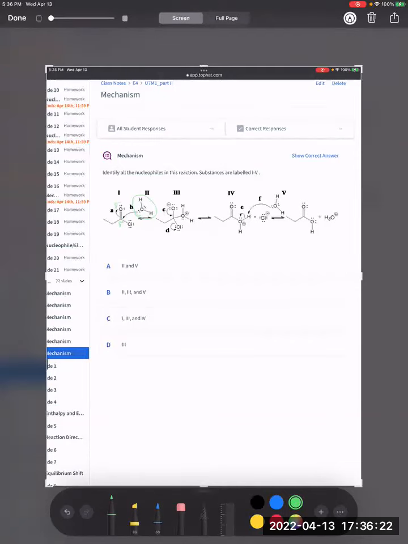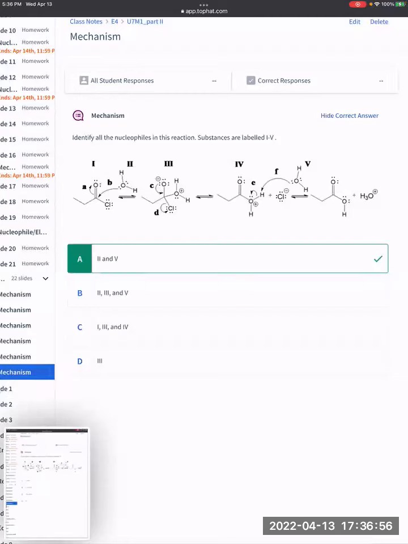molecule over here is using its electrons to grab a proton, which is going to have a partial positive charge. Okay, then again, because the oxygen of this water molecule is attacking the positively charged center, it's going to be considered as a nucleophile. Okay, so there are two nucleophiles. That should be 2 and 5. So the answer must be option A, which is over here. Okay, so let's check that. The correct answer to that is option 1.